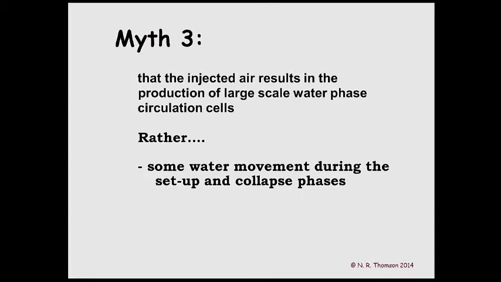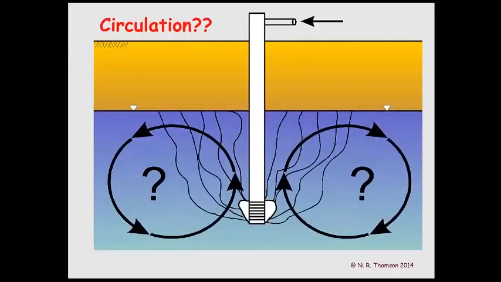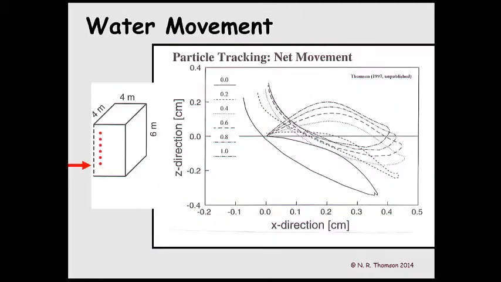Myth 3, that the injected air results in the production of large-scale water phase circulation cells. Rather, there is some advective water movement that occurs between setup and collapse. This is a historical myth in which these large water circulation cells would form within the aquifer as a result of air sparging.